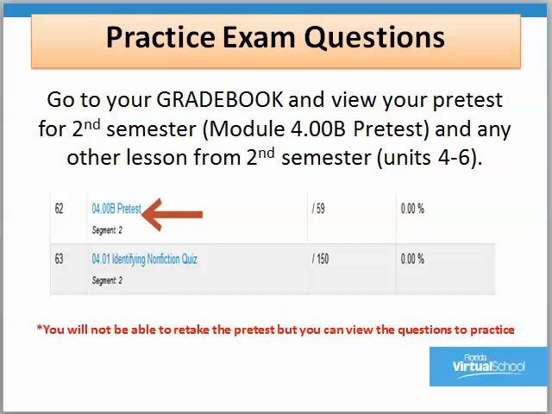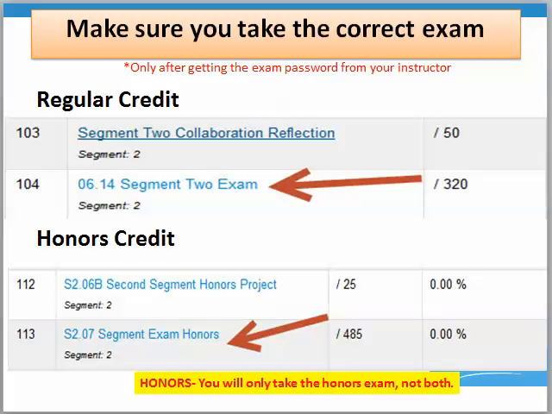If you go to your gradebook and view your pretest for the second semester, this is module 4.00B, the pretest. Here you can see the sample questions you answered at the beginning of the course. You will not be able to retake the pretest, but you will be able to see the questions and review any other material from the course. So segment 2 is units 4 through 6 plus the honors.